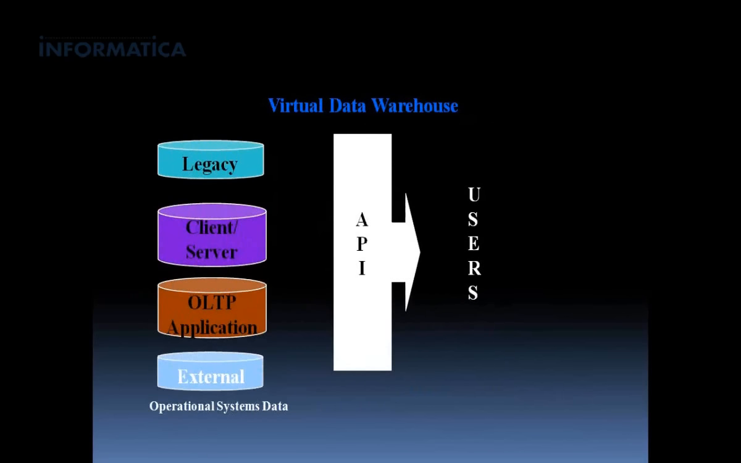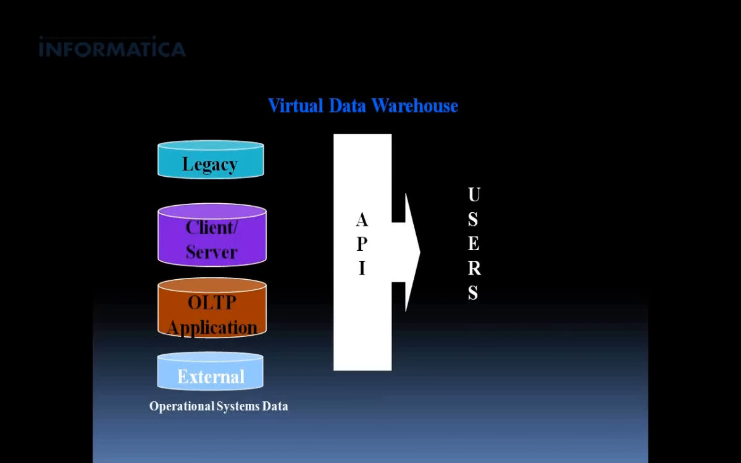If you see here, this is the virtual data warehouse. A virtual data warehouse means we are not building any kind of physical data warehouse here. We are just reporting on top of the OLTP applications. You are not building any warehouse, and there is no ETL process involved in this kind of architecture. Your OLTP itself is acting as a warehouse. This is called a virtual data warehouse.